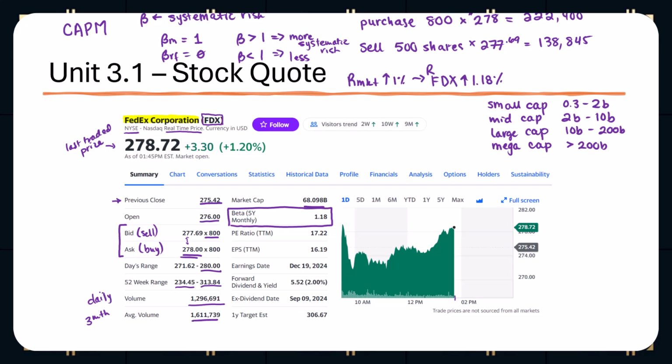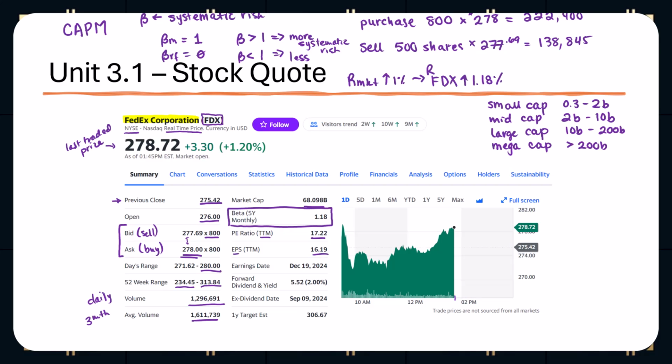Now, moving on, we have the PE ratio. That's the price to earnings ratio. We talked about this a lot in Chapter 3 when we were doing ratio analysis. And remember, the interpretation of this value is an investor would be willing to pay $17.22 for $1 of FedEx's earnings today. And this is, again, the trailing 12-month earnings.